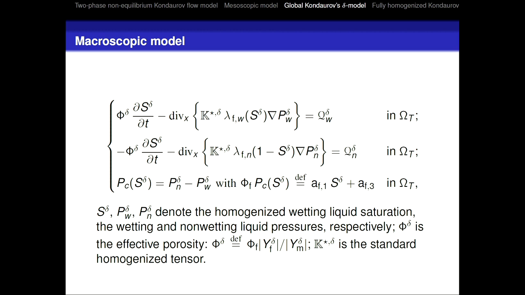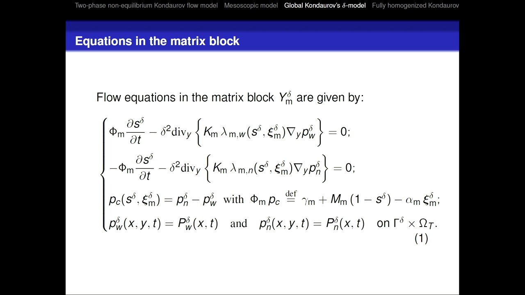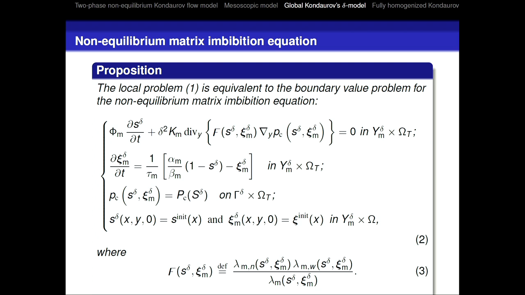The additional source terms on the right side of the equations are defined as follows, where small s delta is the solution of the following local problem. This problem is formulated in terms of the phase pressures and the saturation. The first proposition, which is mathematically proved, is that we can replace this local problem by the following boundary value problem for the non-equilibrium matrix imbibition equation, which is really more simple than the previous one.